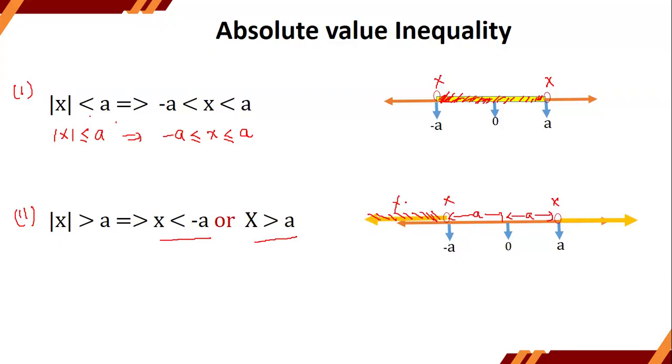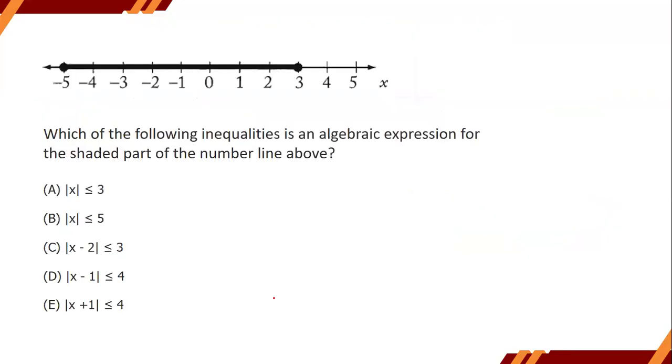So that's what we have, x is less than minus a. And again, coming to the right hand side, any value of x which is greater than a will satisfy this inequality, right? Because the distance is more than a units on both sides of the inequality. All right, so with this, let's do this question.